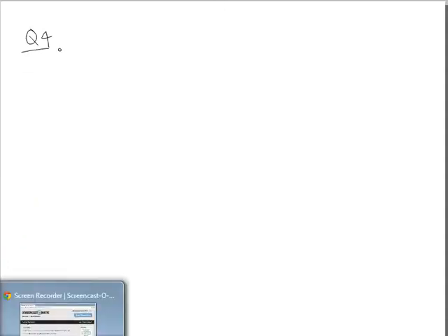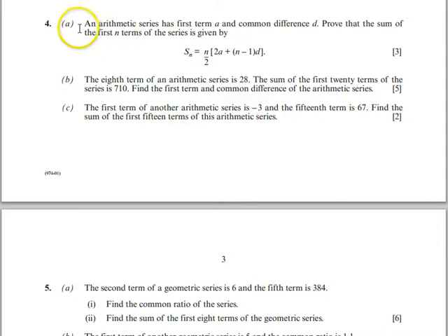Okay guys, let's have a look at question 4a then. Here it is here from the paper. An AP, arithmetic series, has a first term A, common difference D. Prove that the sum of the first n terms of a series is given by this. Standard formula for the sum of the first n terms of an arithmetic progression, yeah? First term A, common difference D.